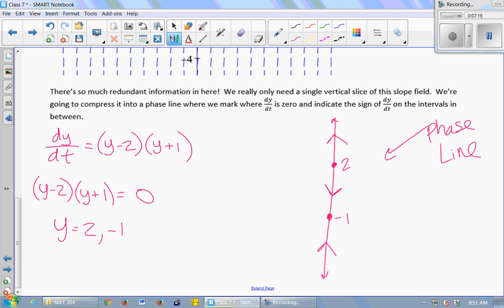So we lose a little bit of information because we don't know the exact size of the slopes like we do in a slope field. But it's so compact and easy to read that it's worth the loss of information. Okay, so here's our phase line. We can use that phase line to sketch solutions y of t. This is just looking at the derivative. I'll put this on a new page.